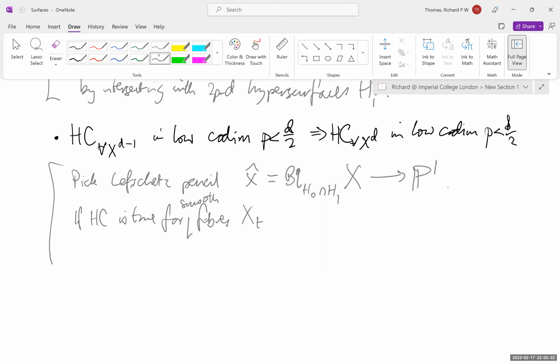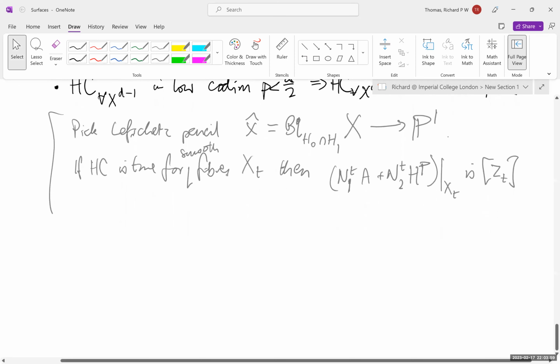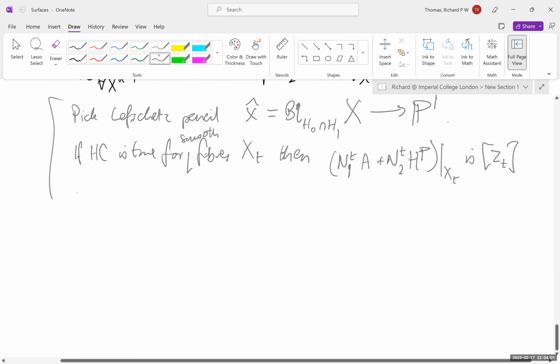Then what I find is, you know, there's some n_1 depending on t times A plus some n_2. So the usual thing, I have to multiply up by some big integer. I have to add on a bunch of copies of intersections of hyperplanes. Then this guy, restricted to X_t, is now, by the Hodge conjecture, algebraic. It is the fundamental class of a subvariety in X_t.